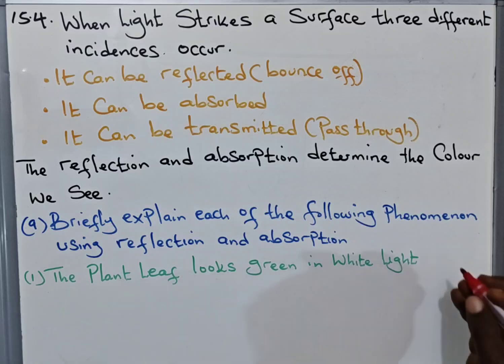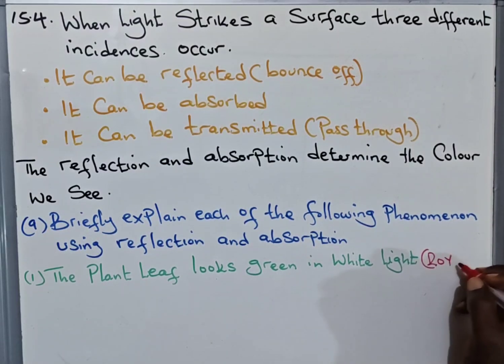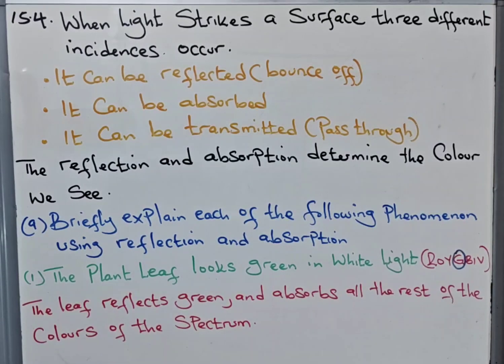So if you look at our colors we know in the spectrum, which is red, orange, yellow, green, blue, indigo, violet, the leaf absorbs all and only reflects green. That's the implication. The leaf reflects green and absorbs all the rest of the colors of the spectrum.